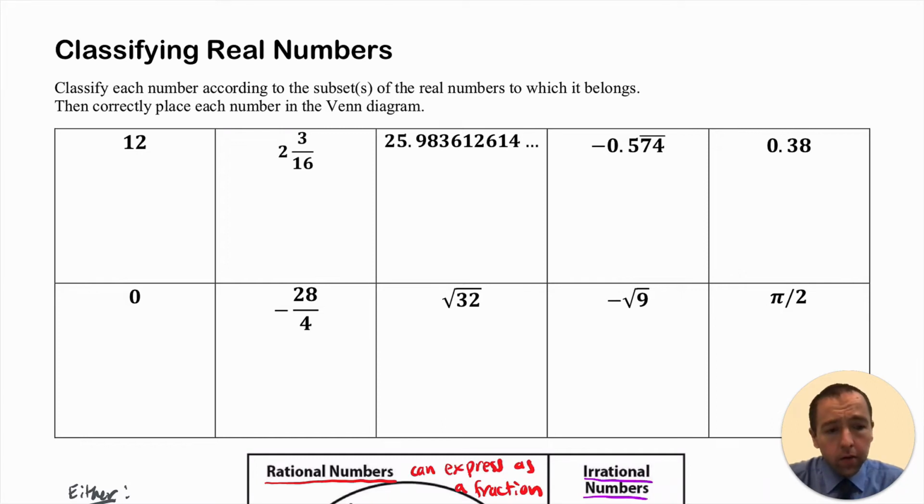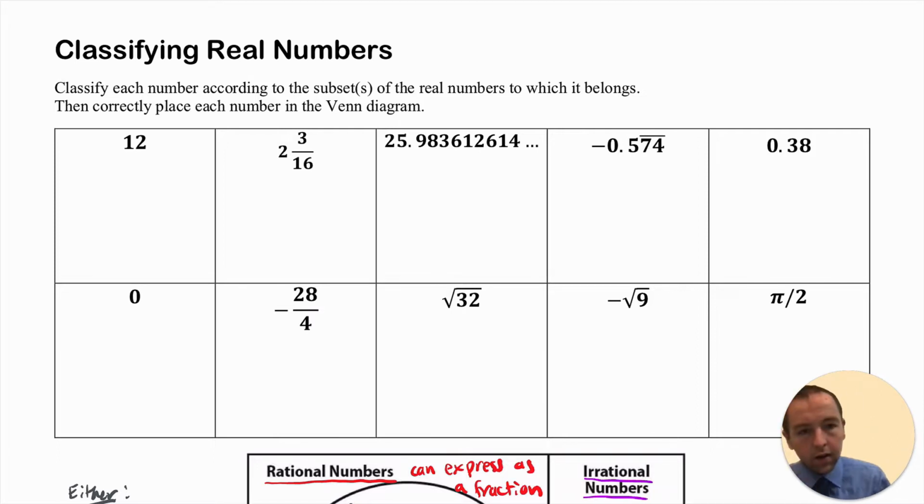What we're going to do now is take a look at some examples to really help us build an understanding of how we can categorize or classify real numbers. As you'll see at the top there, it says to classify each number according to the subsets of the real numbers to which it belongs. So really what that's asking us to do is to say what types of numbers these real numbers are. Are they integers? Are they irrational? And we can sometimes put multiple different categories to all these numbers.